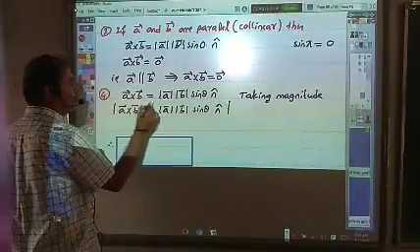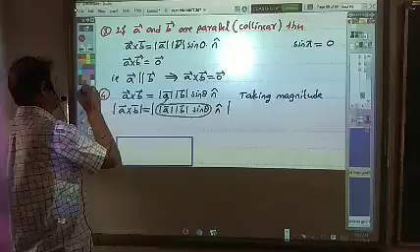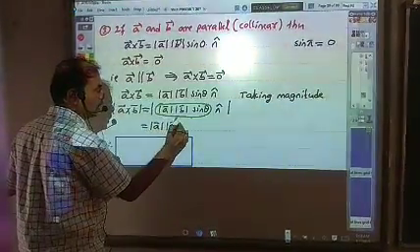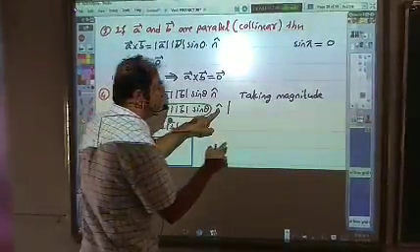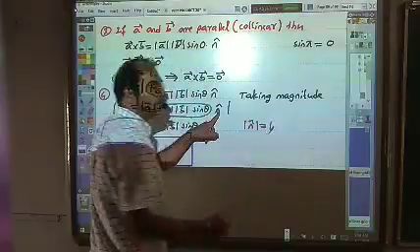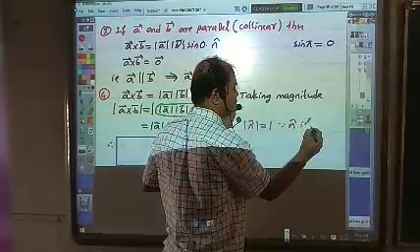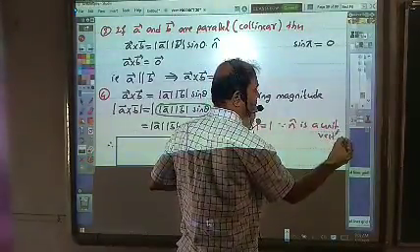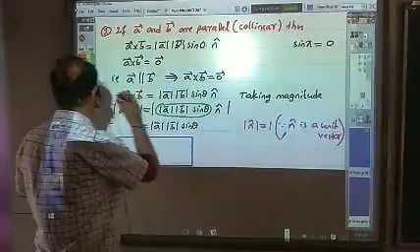See, from here to here, it is a scalar. So we get only magnitude A, magnitude B, sin theta. After that, we get magnitude of n cap. But what is magnitude of n cap? 1, because n cap is a unit vector. Since it is a unit vector, magnitude of n cap is 1.